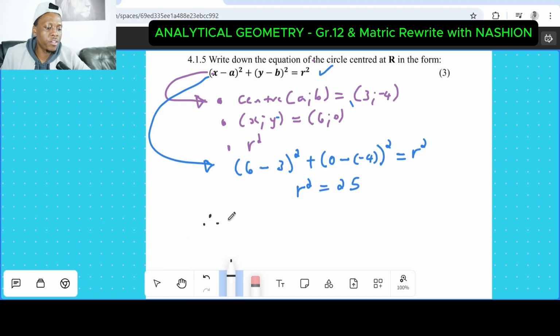Therefore, the equation of the circle is X minus A, which is 3, all squared plus Y minus B. Remember here we substituted negative 4 and we already have minus. That's going to be positive 4. All squared is equal to R squared, which is 25. And checkmate.